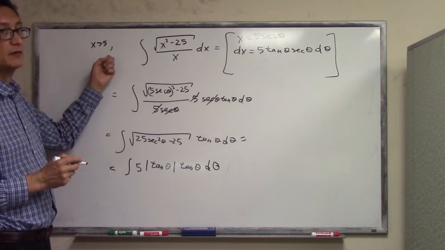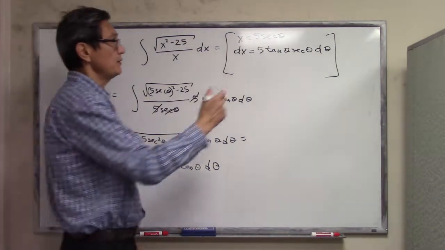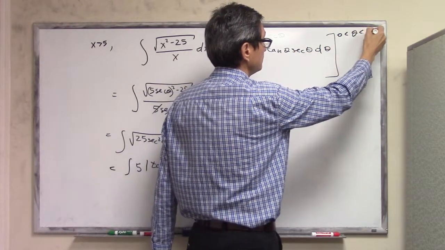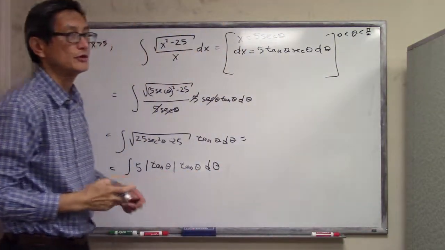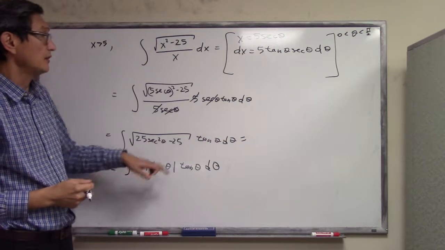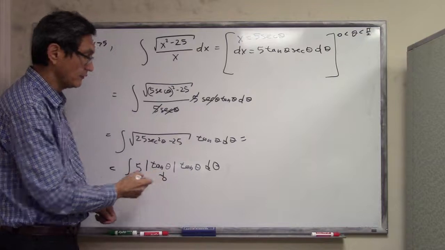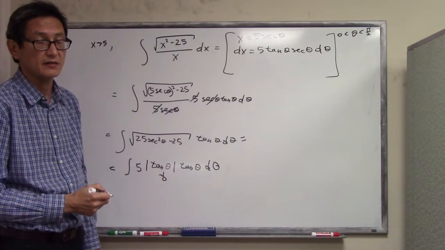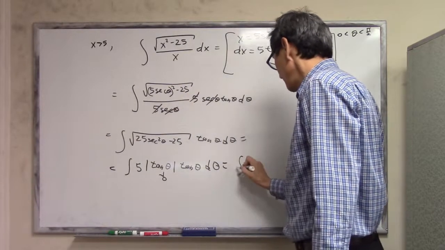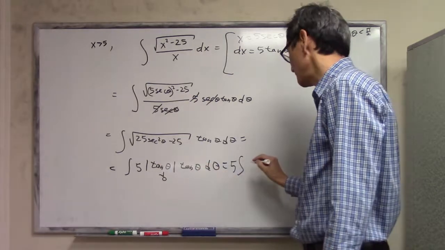Now, because x is bigger than 5, secant is positive, so we can choose the angle to be between 0 and pi over 2. And because we're doing that on an angle between 0 and pi over 2, tangent is going to be positive. The absolute value of a positive is the expression itself. So we have the integral, take 5 out, the absolute value of tangent is just tangent, tangent times tangent, tangent squared, d theta.